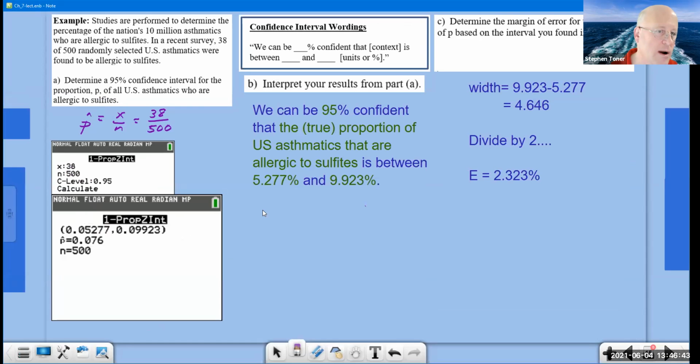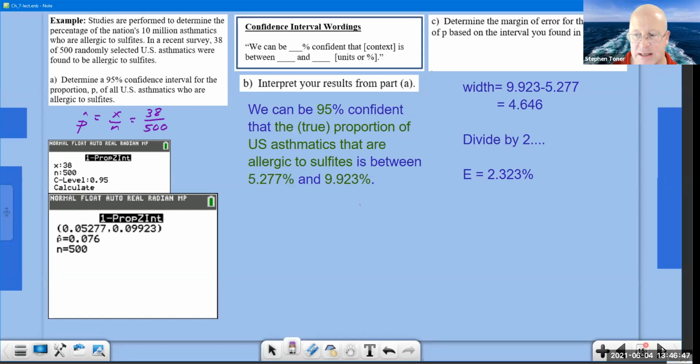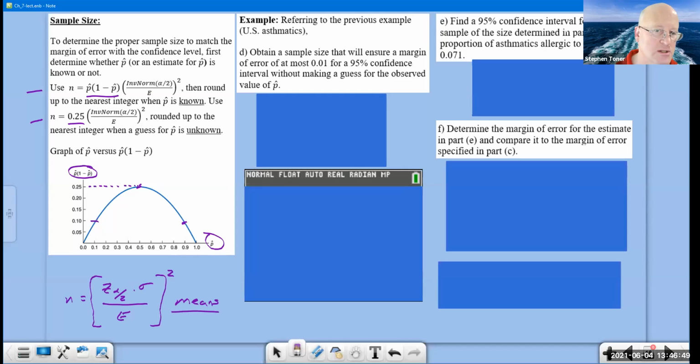Back here, right above it on this page, we had 38 out of 500 asthmatics say, yes, I'm also allergic to sulfites. Now it says, find or create this sample size that will ensure a margin of error of at most, basically that's 1%, but we always write these as a decimal when we're dealing with the proportion problems, for a 98% confidence interval without making a guess.